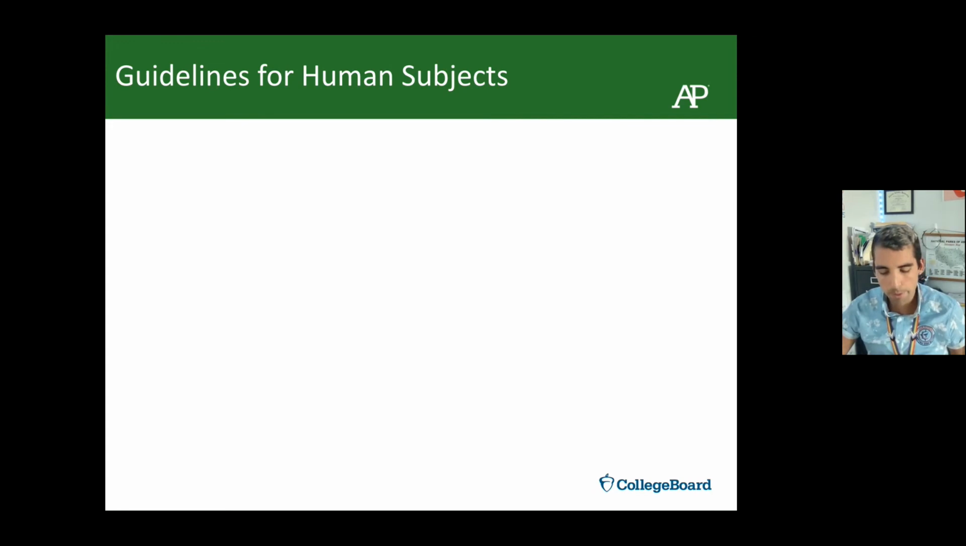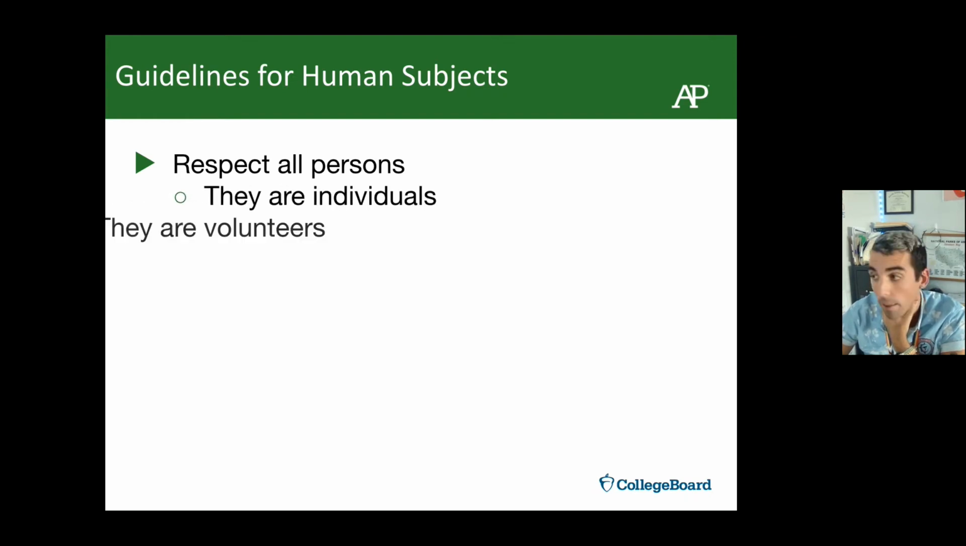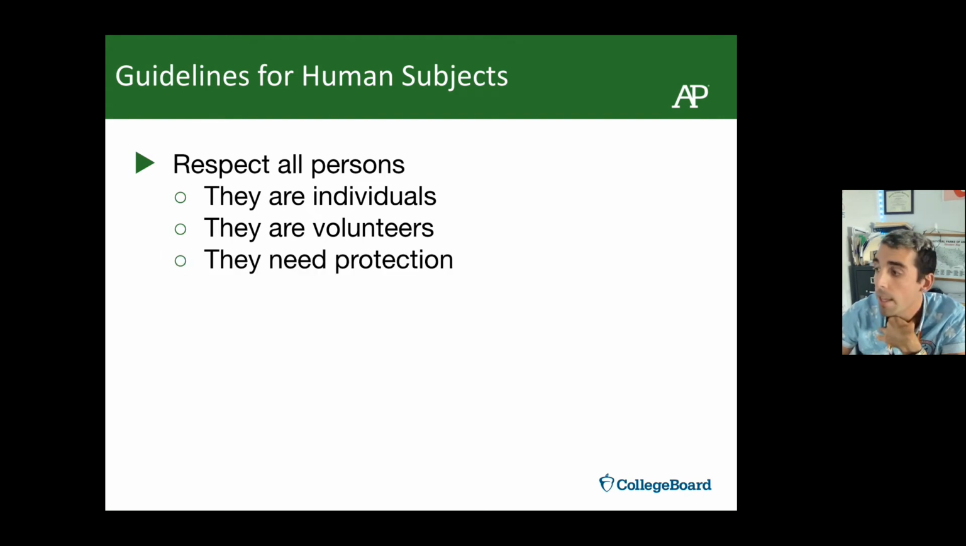So here's some guidelines for human subjects. And these should all be self-explanatory, but it is worth explaining because it is that important. And so number one, we respect all persons because they are individuals. They are going to be your volunteers. And remember, research is always voluntary, and they always have the right to take themselves out of the research if they would like to. And they need to be protected because we should be looking out for our fellow human beings and assuring that we're not putting them in harm's way or any discomfort.